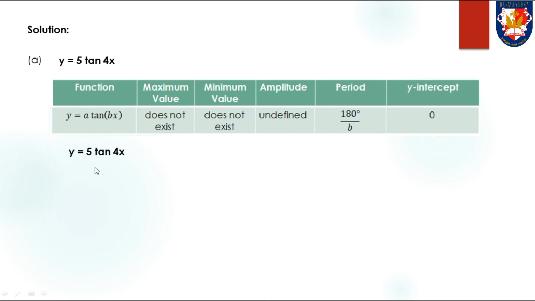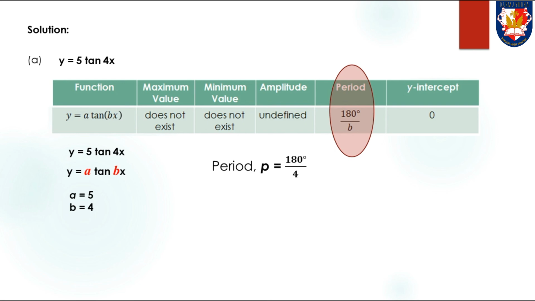So for y equals 5 tangent 4x, a equals 5 and b equals 4. Now we will use this to find the period, which is 180 degrees over b. So the period equals 180 degrees over 4, because b equals 4. So p equals 45 degrees. Using this value, we obtain the graph for part B.